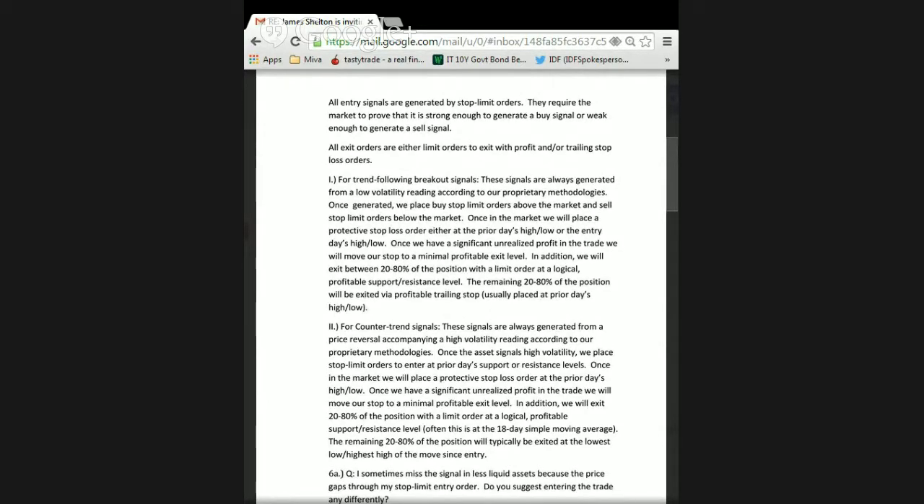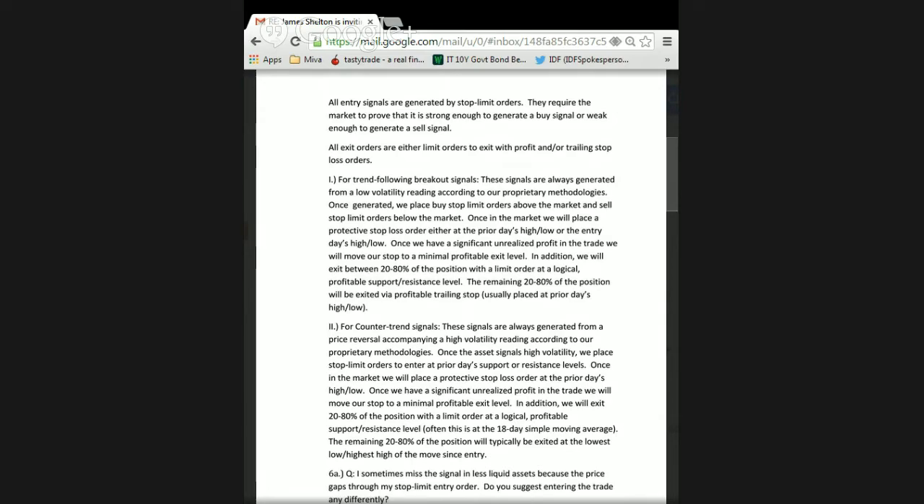Then, once we have a statistically significant unrealized profit in the trade, we will move our stop to a minimal profitable exit level. In addition, we'll try to exit with a limit order anywhere from as low as 20% of the position to as high as 80-90% of the position at a logical, profitable support resistance level. And the remainder of the position will be exited via a trailing stop, usually placed at prior day's high or low.